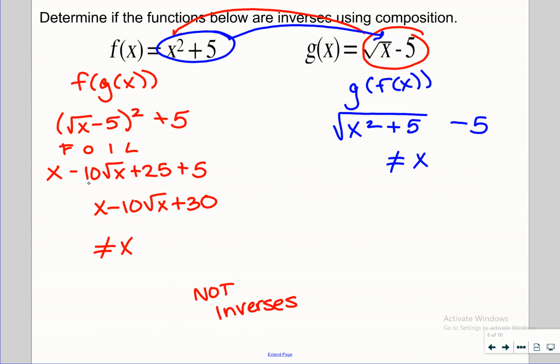If you plug G into F, it looks like this. The only thing you can do here is FOIL it out because you have two terms and it's squared. You cannot distribute that square through. If the whole thing was under a square root, like if the square root of x minus 5 was all underneath, then you would be able to cancel the square and the square root.